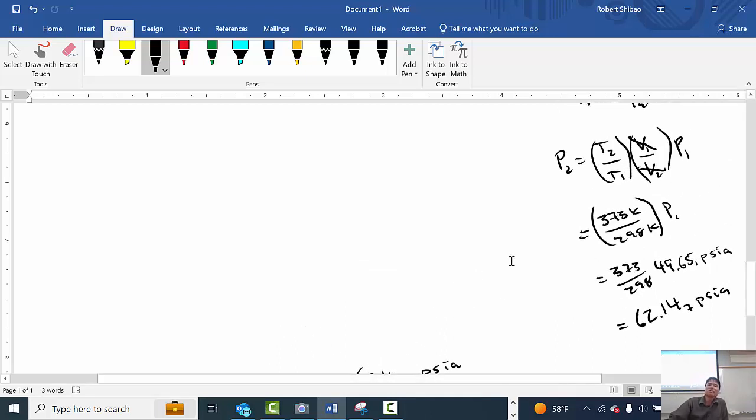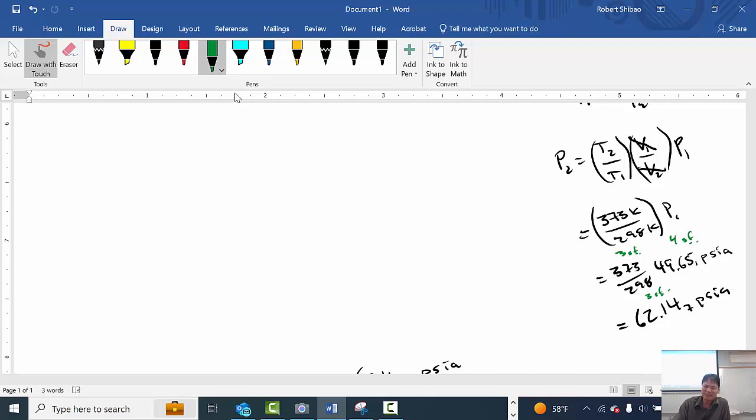Actually, I've got to keep track of sig figs. So let me back up and look at the sig figs for right now. Here, how many sig figs do I have in 373? 3. In 298, 3. In 49.65, 4, but I showed 5 because I wanted to minimize round off. So how many are we allowed here? We're only allowed 3, because when we do multiplication and division, it's based on the fewest number of sig figs. So I'm only allowed 3.